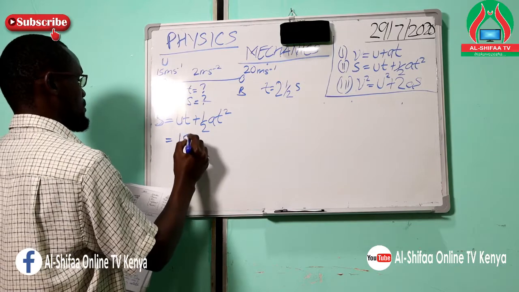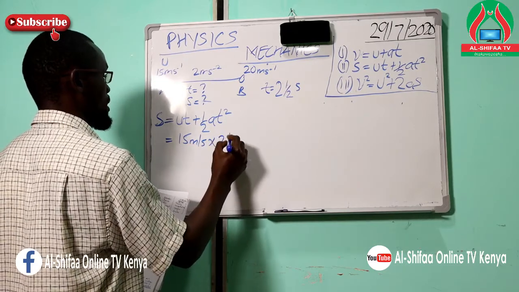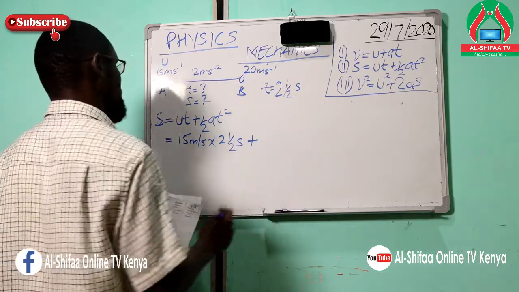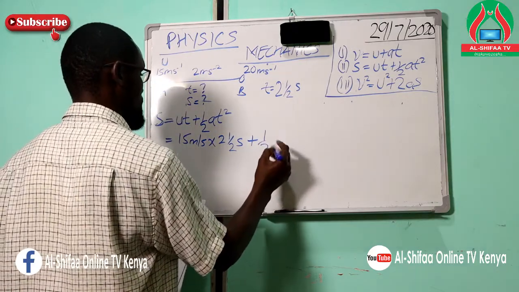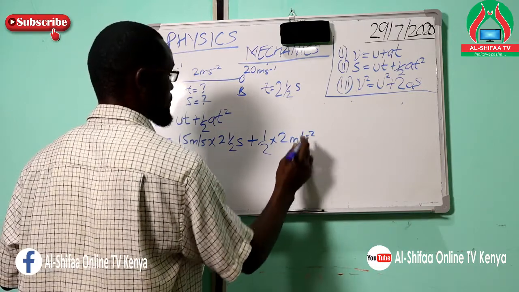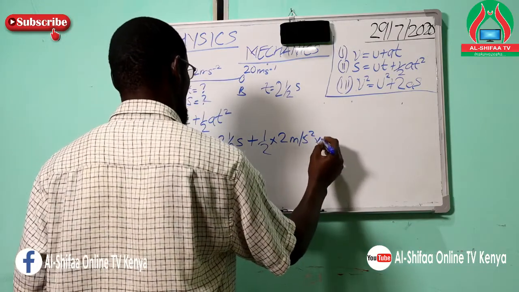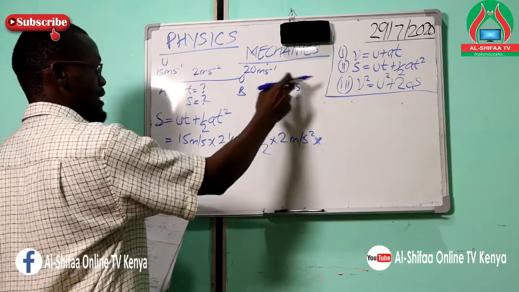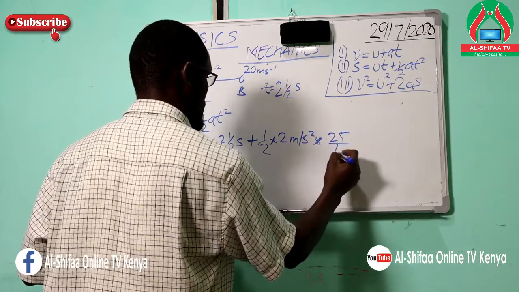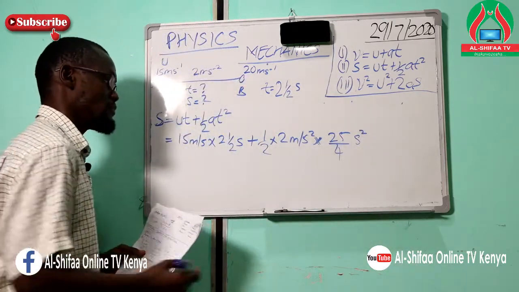So inserting the values in the equation, our initial velocity is 15 meter per second multiplied by the time, which is 2.5 seconds, plus a half times acceleration, which is 2 meter per second squared, times the time squared, whereby 2.5 is the same as 5 over 2, squared, will be 25 over 4, and the unit will be second squared.